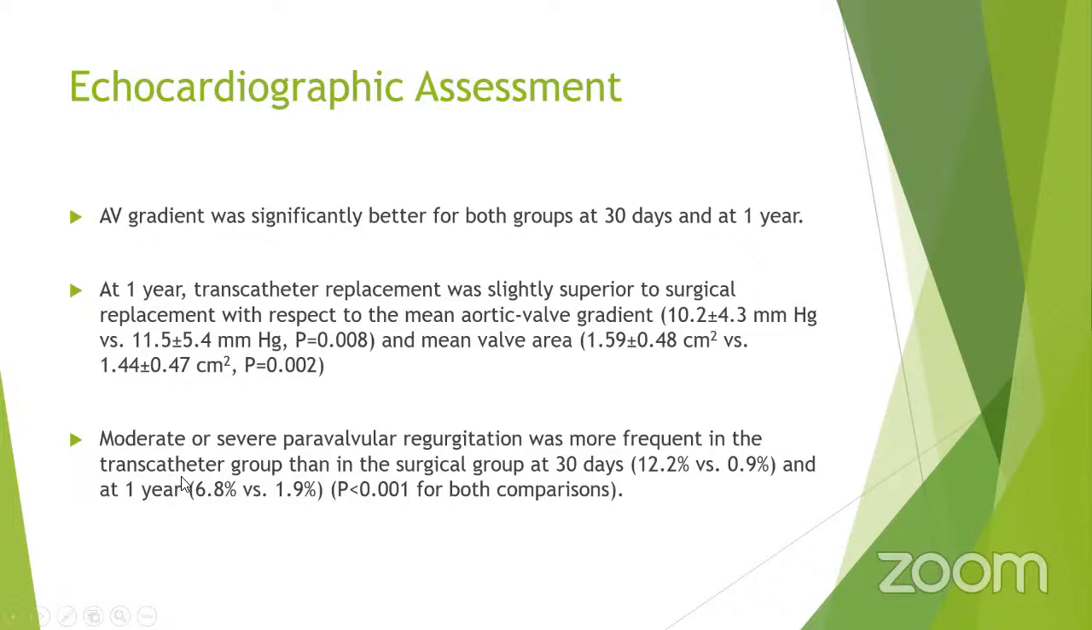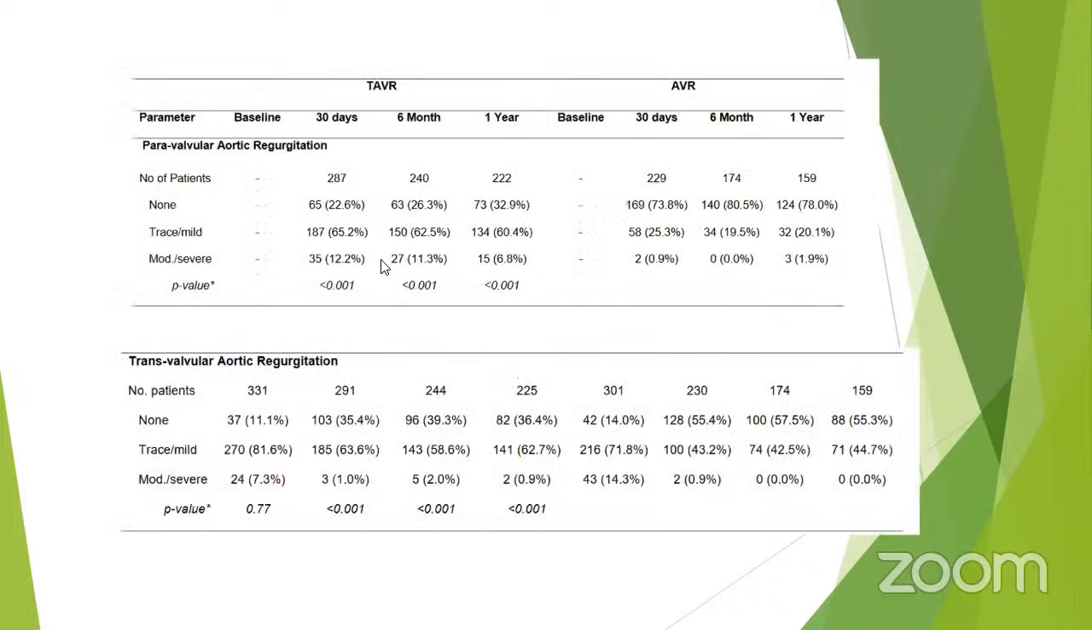However, as we said, moderate or severe paravalvular regurgitation was found more in the transcatheter group than the surgical group at 30 days and at 1 year. At 30 days, it was found that 12.2% had moderate to severe paravalvular leaks versus 0.9% in the surgery group, and at 1 year, 6.8% versus 1.9%, with a p-value of less than 0.001, which was quite significant.